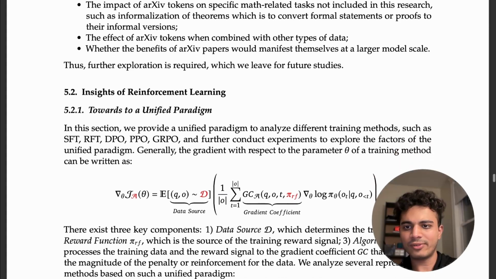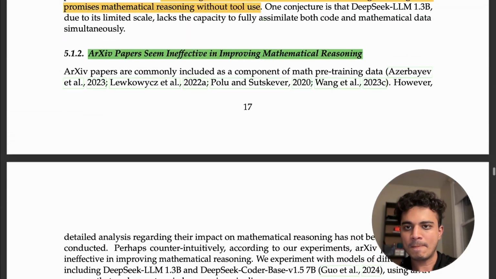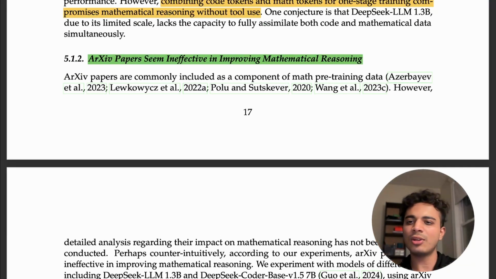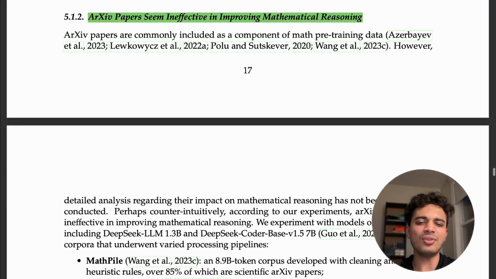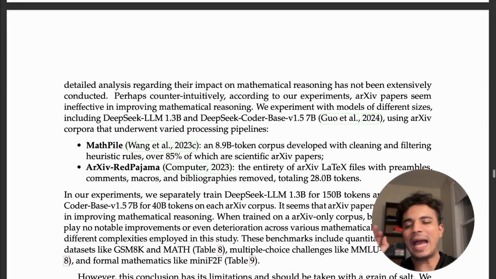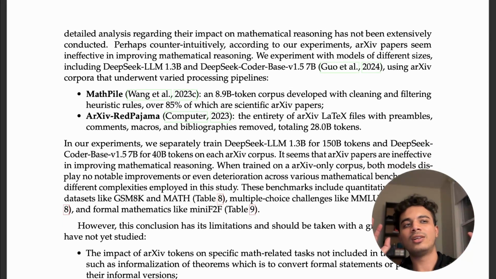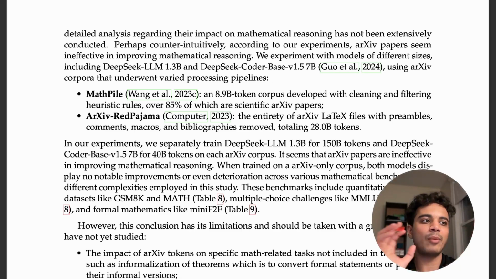Is there a couple of insights from reinforcement learning as well? Oh yeah, this is also important. Archive papers seem inefficient in improving mathematical reasoning. That's what I told you earlier as well. It's not really very important to include or exclude archive papers, but it's probably because papers do not really contribute heavily in reasoning. They just give you some hypothesis, they come to a conclusion, and that's it.